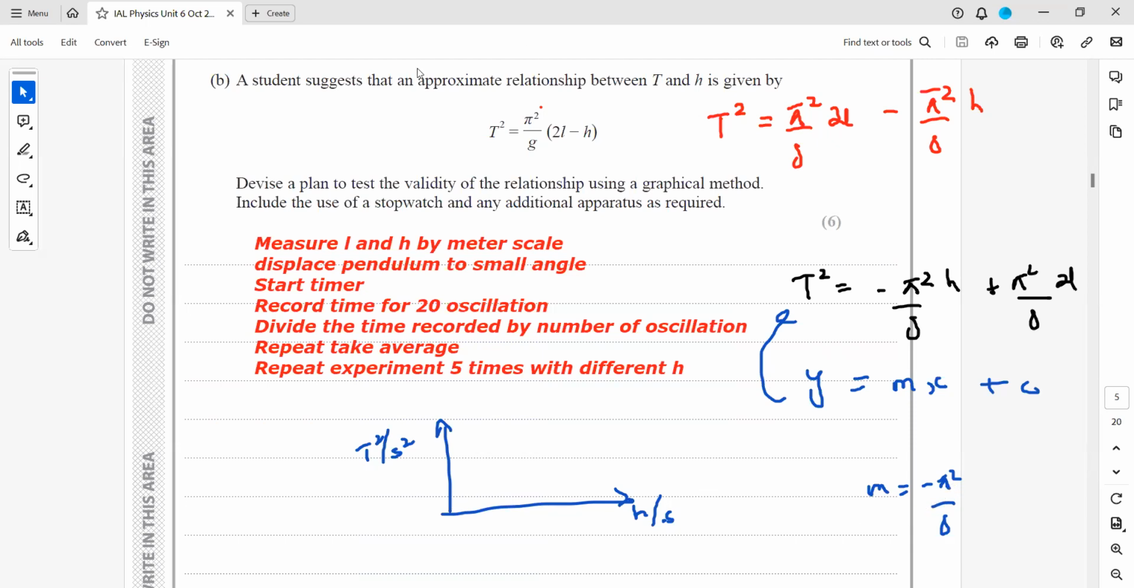So what will the shape of this graph be? It will appear like this. This will be the shape of the graph: a constant gradient, a negative constant gradient. So that's how you score the 6 marks. Is it clear how we plan this experiment and how we sketch the results? Any doubt in this?